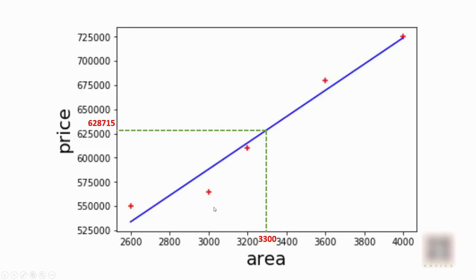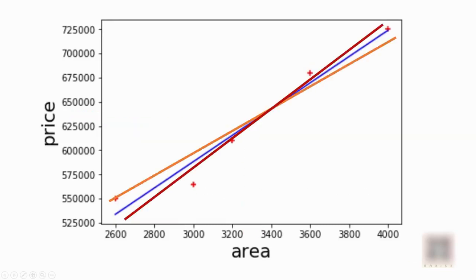Now you might ask, how did you come up with this blue line? Because this line is not going through all these data points, and there are a number of ways you can draw different lines, like for example this red and orange. So why did I choose this blue line?